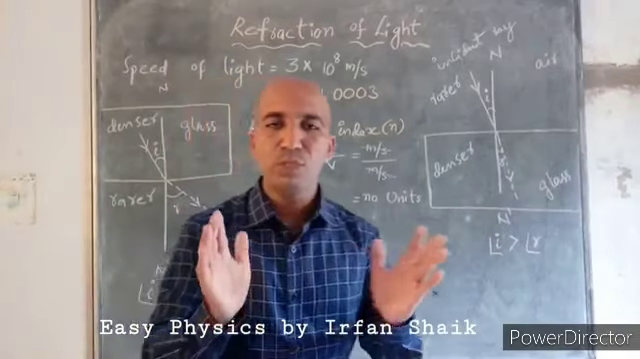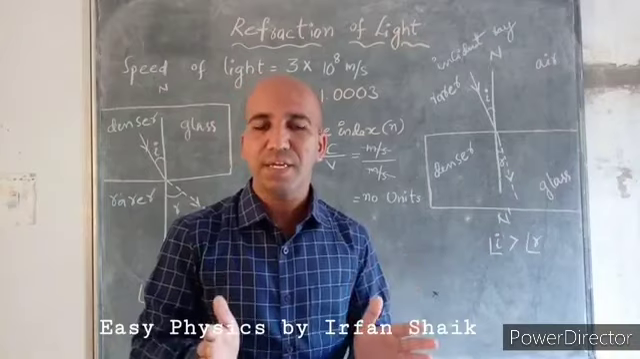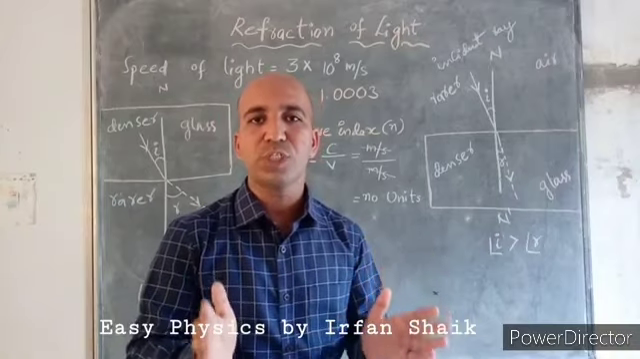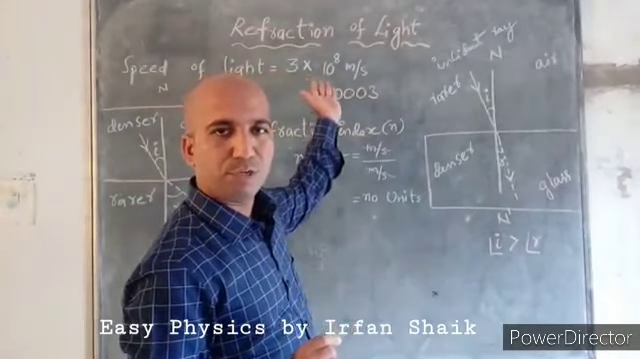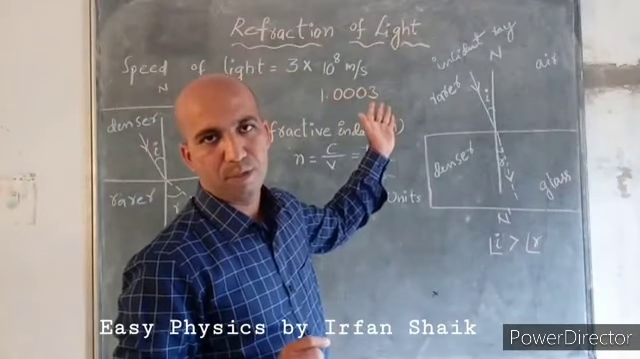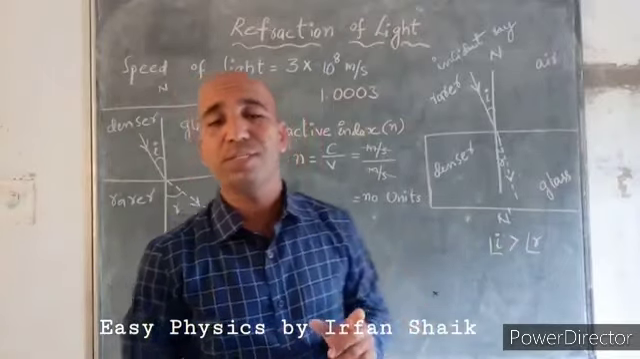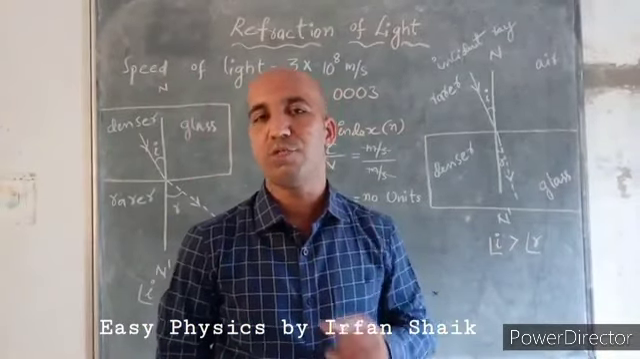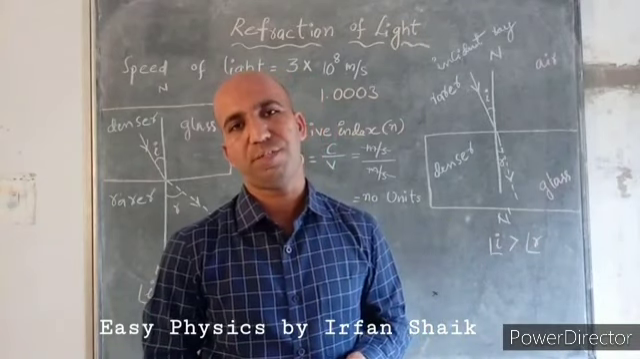That means it is almost equal to 1. That's why the speed of light in air is almost equal to the speed of light in vacuum, approximately 3 × 10^8. If you want to say exactly, the speed of light in air is 2.97 × 10^8. That means it is almost equal to 3 × 10^8.